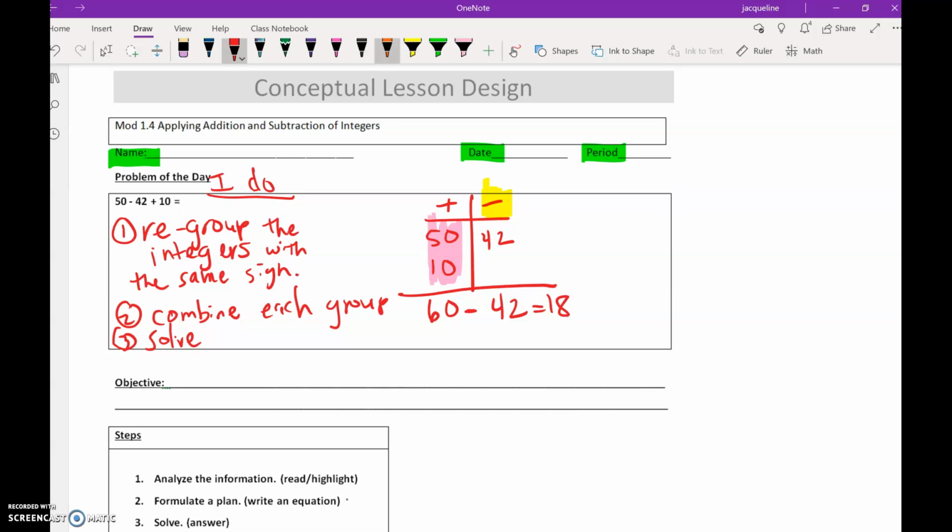In this concept, we have more positive if you look at it. The 60 is a positive number. We have more of that. So my answer should be a positive as well. So this is my answer. Now it is your turn.